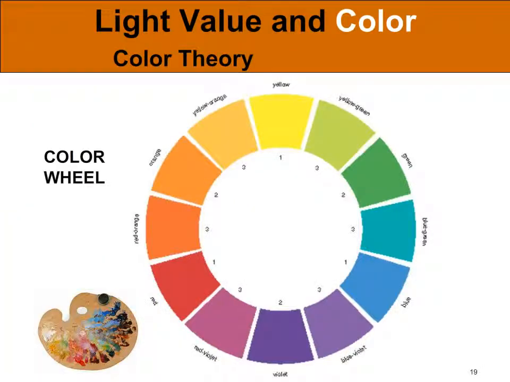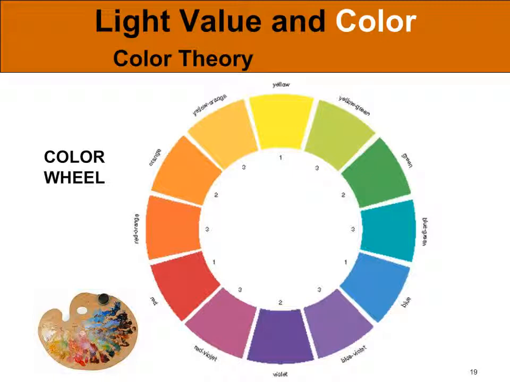Artists use the color wheel as a way to learn about color. You all probably learned in elementary school about the color wheel, so some of this discussion you already know and understand. There are 3 primary colors: red, blue, yellow. These colors cannot be created by mixing other colors together.